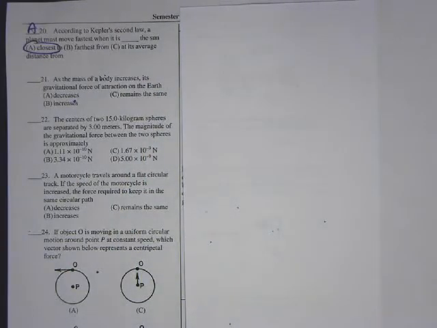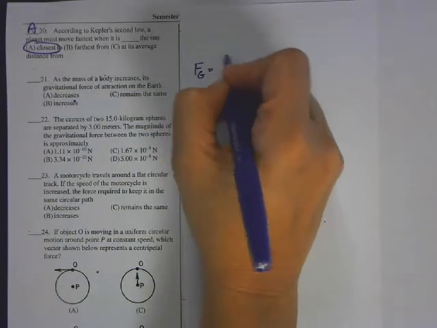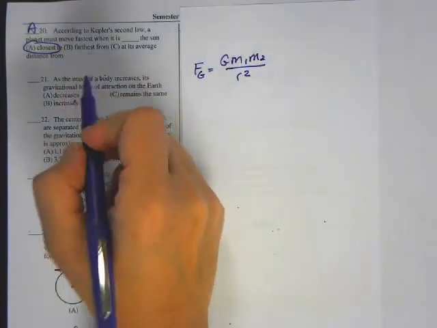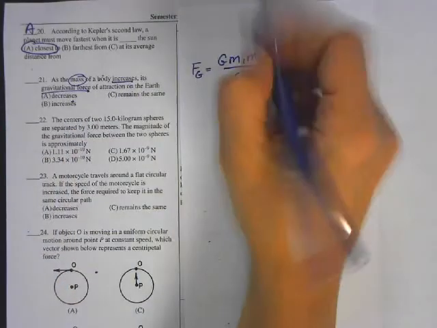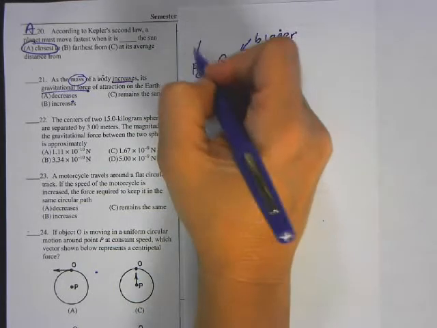Number 21, as the mass of a body increases, the gravitational force of attraction. So what I'm going to do is write down the equation. F of g is equal to big G, m1, m2 over r squared. So it says as the mass increases, what happens to the gravitational force? So as this gets bigger, what happens to this? It also gets bigger because they're directly proportional. So that's going to increase.